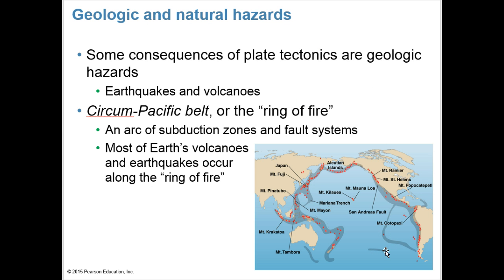Some consequences of plate tectonics are geologic hazards, unfortunately, that we humans must often deal with, and these include earthquakes and volcanoes. There's a place usually called the Ring of Fire by most people, but can also be called the Circum-Pacific Belt. It's an arc of subduction zones and fault systems where most of our Earth's volcanoes and earthquakes occur. And you can see that in the chart to the right.